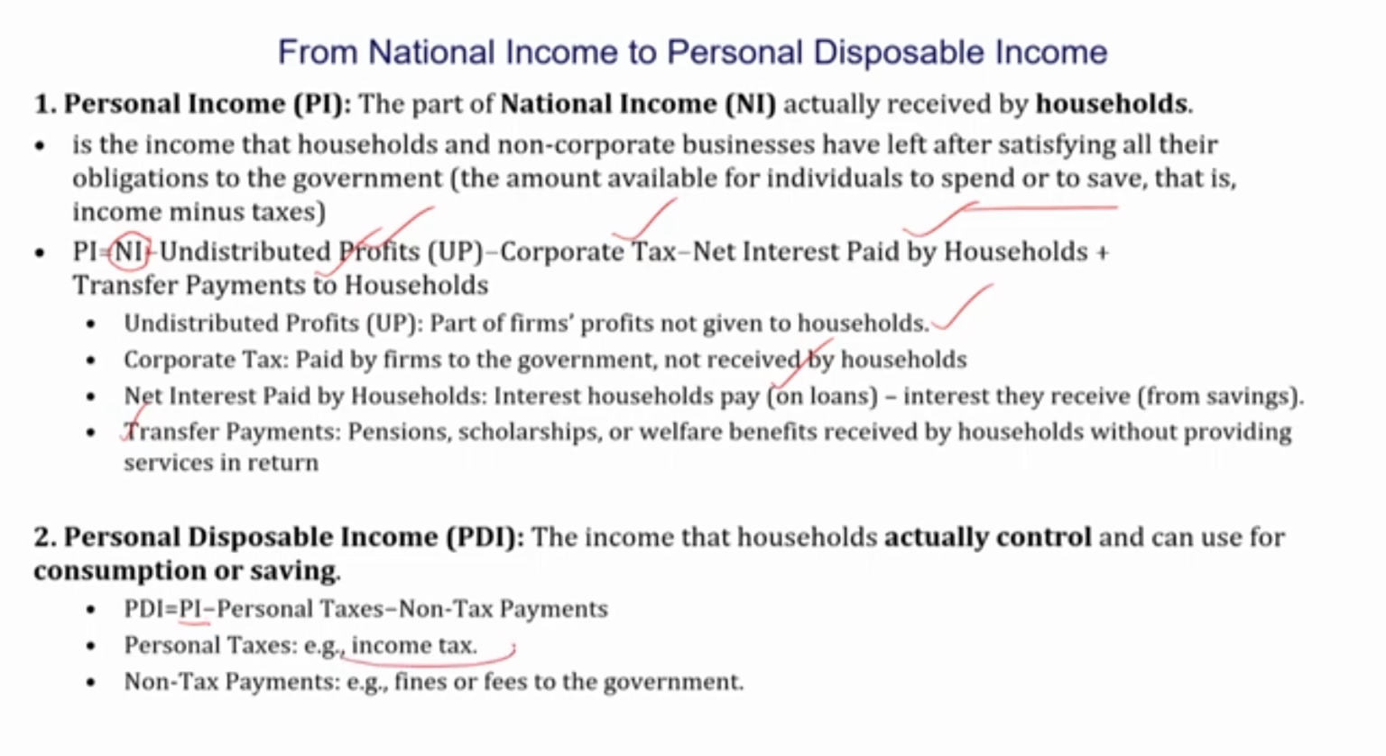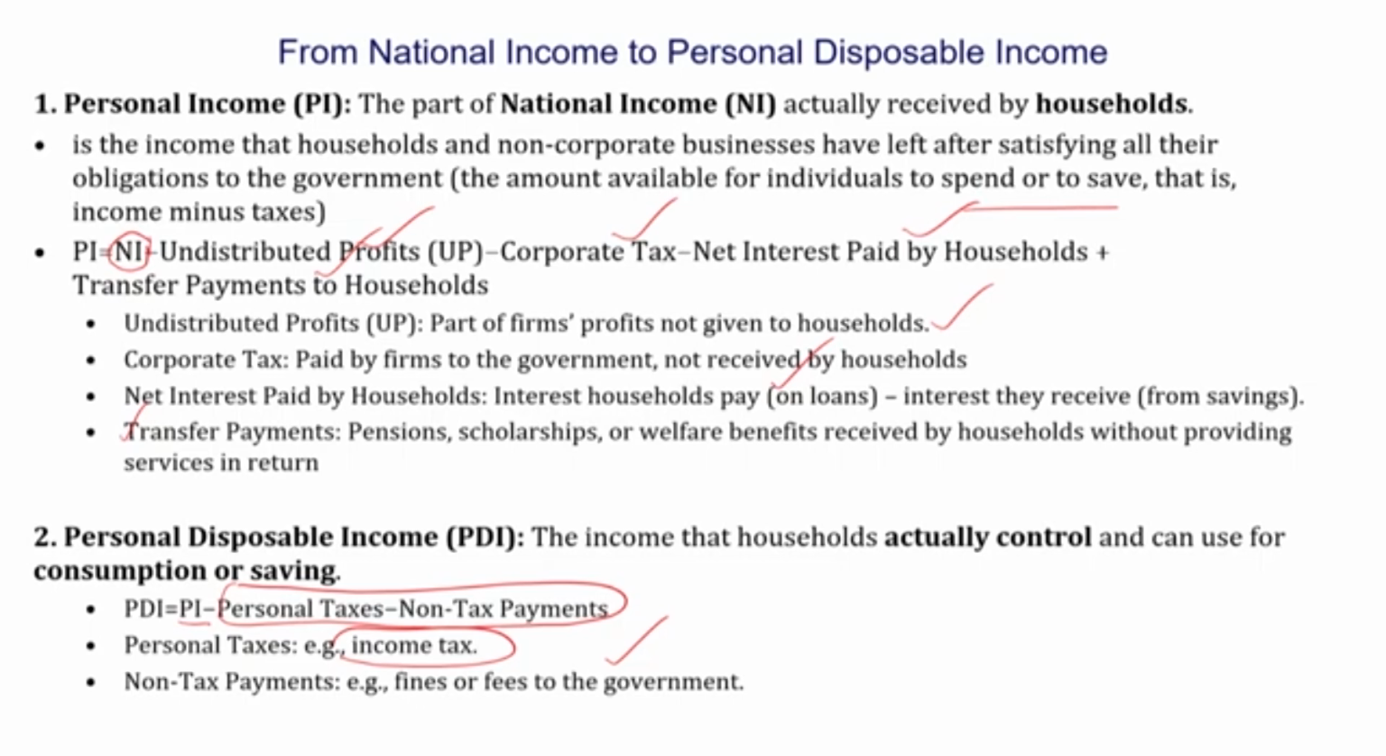Personal tax, mainly income tax, is called direct tax. Mainly direct tax we need to subtract. In addition, we also need to subtract the non-tax payments to the government, for example, fines or fees to the government. So that also you need to subtract. When you subtract these two components from personal income, what you get is personal disposable income. That is the income households can actually spend.